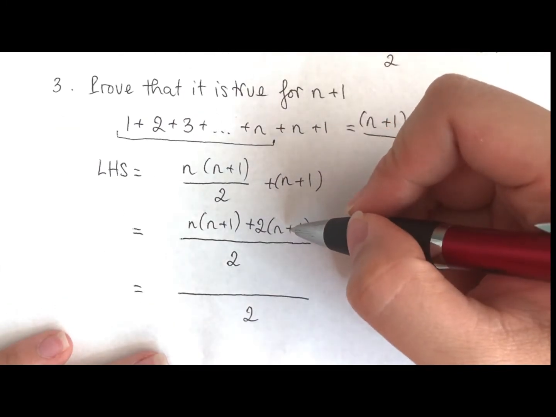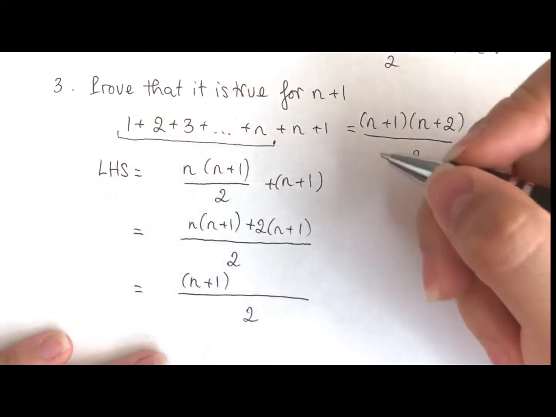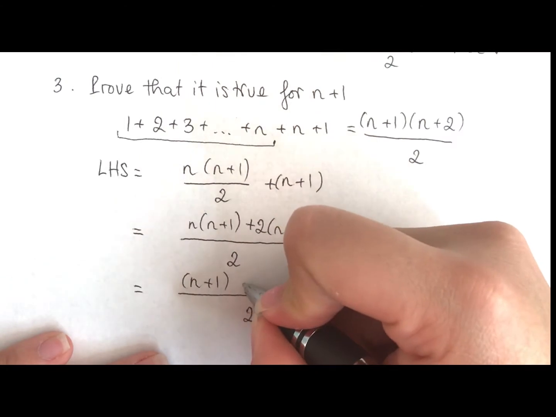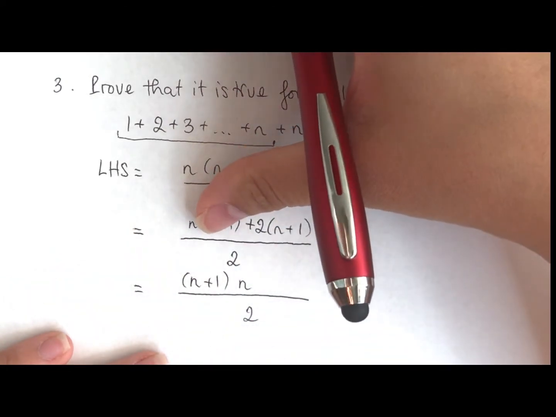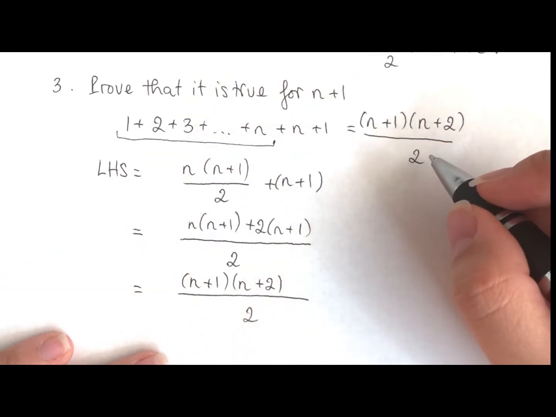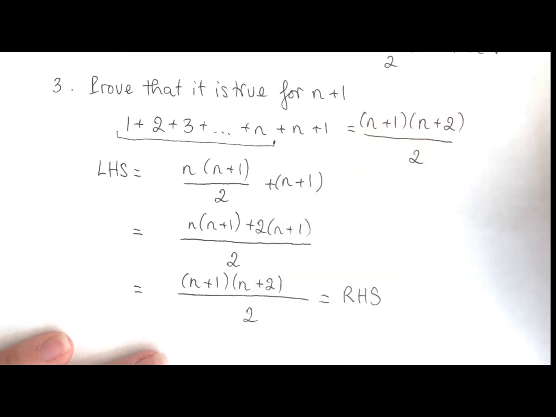Now on top, we have a common factor of n plus 1. So I'll take that out. If I take n plus 1 out of the first term, I'll have an n left. And if I take it out of the second term, I'll have plus 2 left. And now it looks like the right-hand side. So I'll just say equals right-hand side.